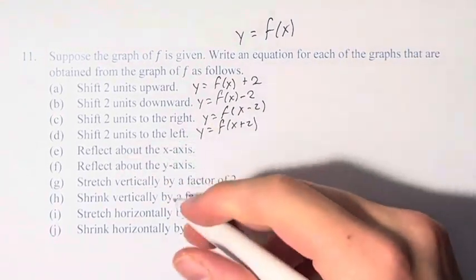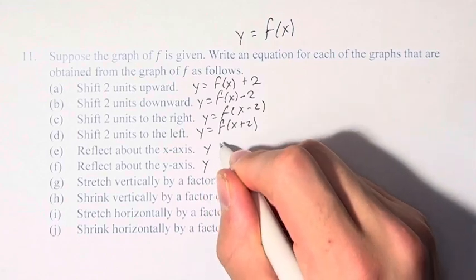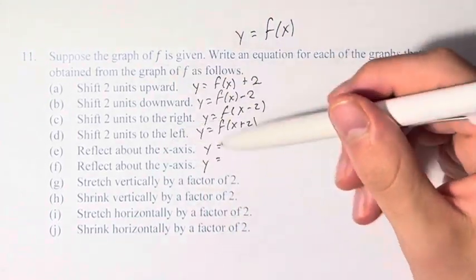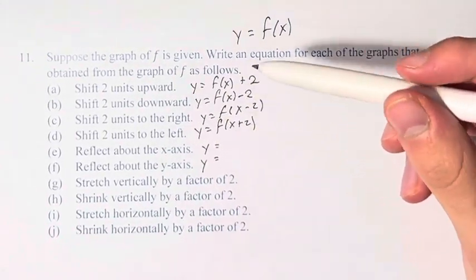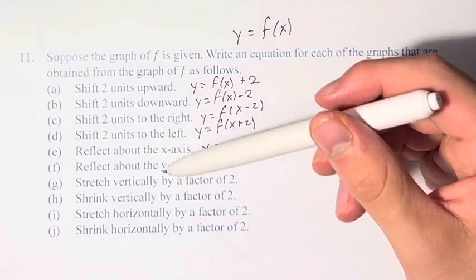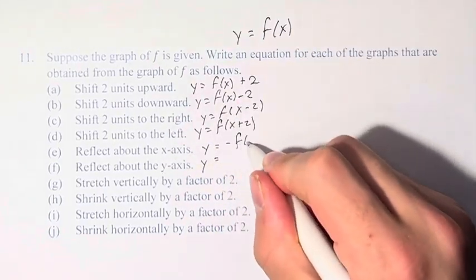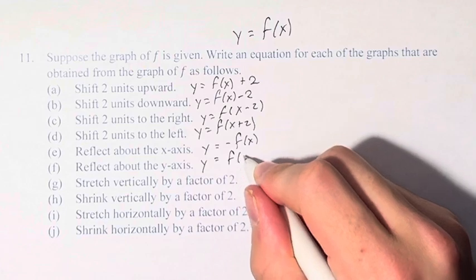Reflecting about the x-axis and y-axis means you have to multiply by -1. If we do it about the x-axis, the negative sign goes out front. The y-axis, it goes within.